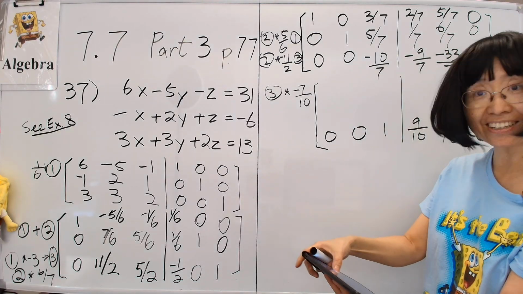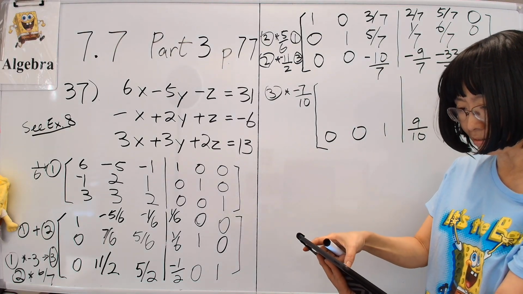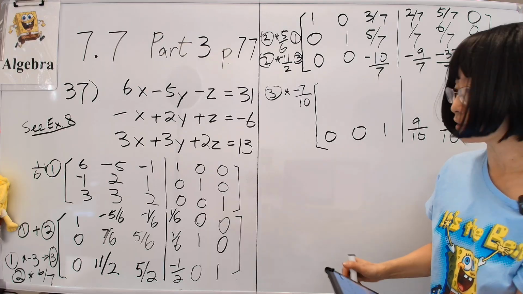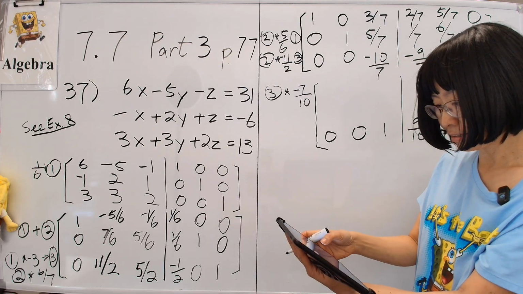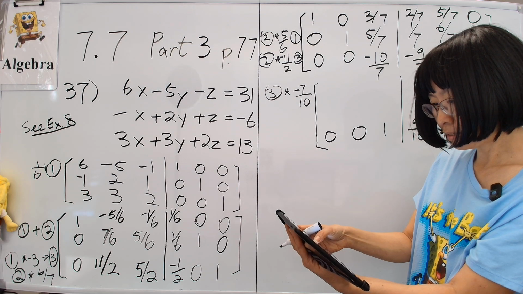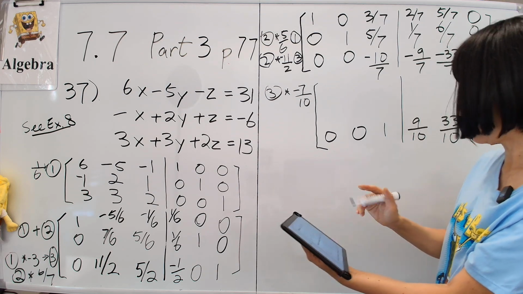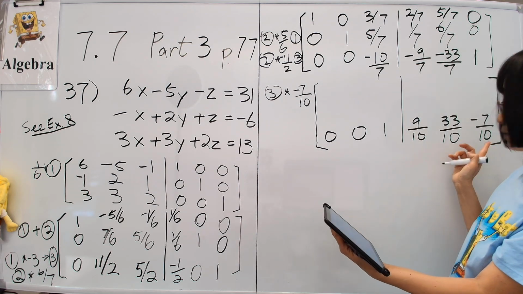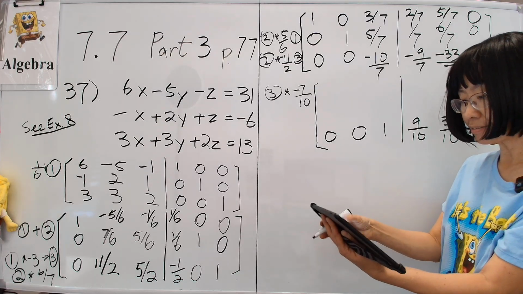Okay, this calculator is doing really well. Some of the calculators I saw just make you do something weird and trashy. Let's see. Subtract. Okay, so 9/10, 33/10, negative 7/10.